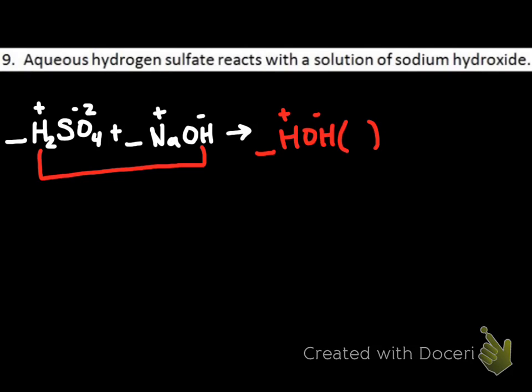But since this is an acid-base neutralization, anything on the reactant side that starts with an H is an acid. So H2SO4 is an acid. If my reactant has an OH in it, OH compounds are basic when dissolved. So OH is a base.